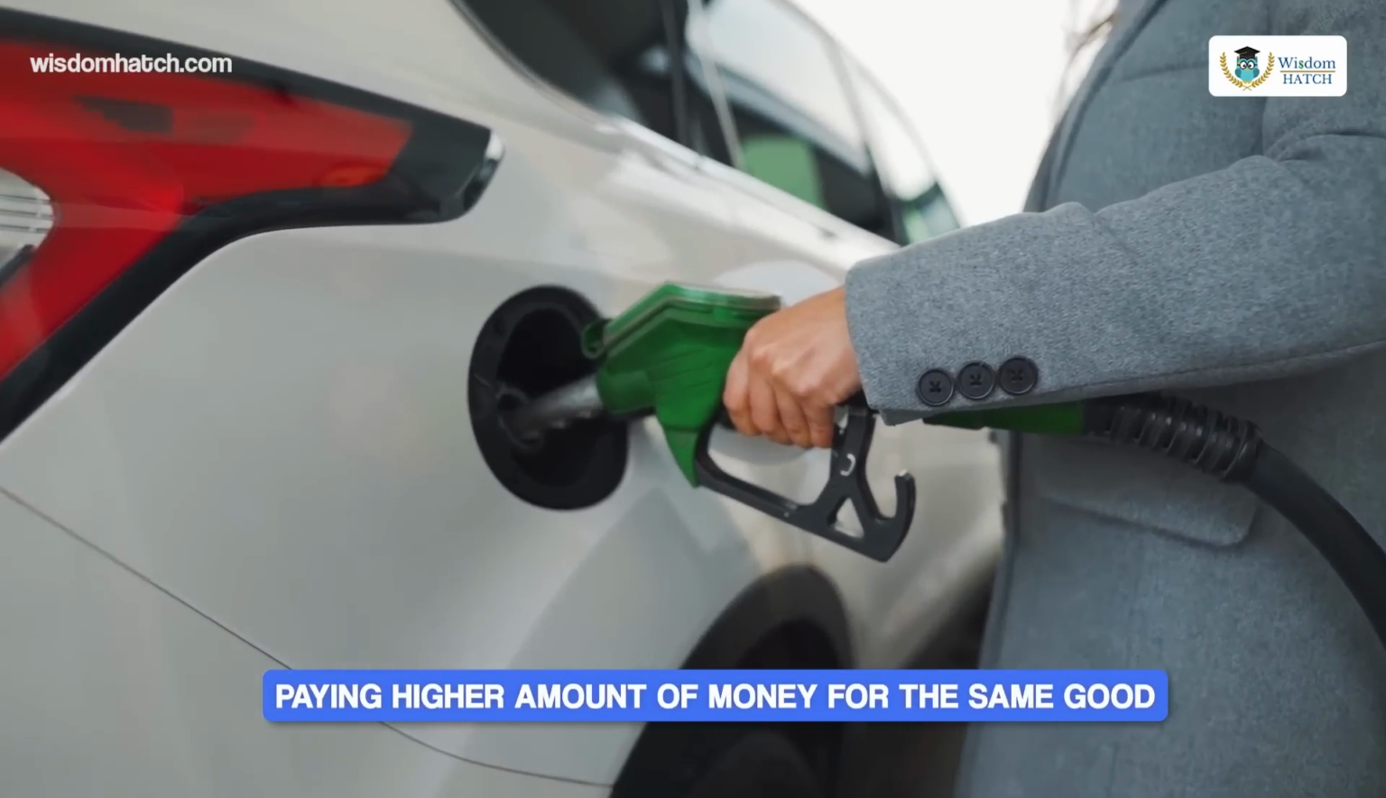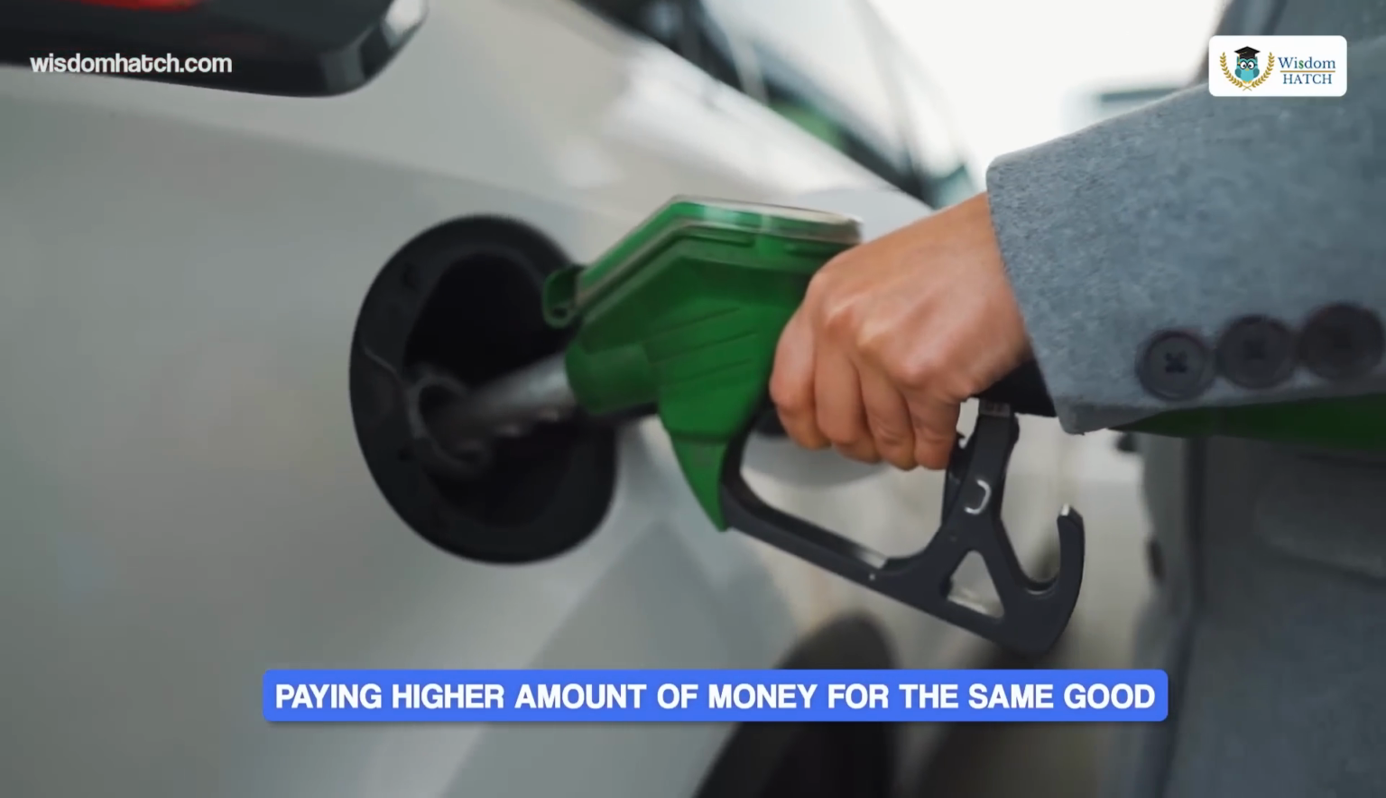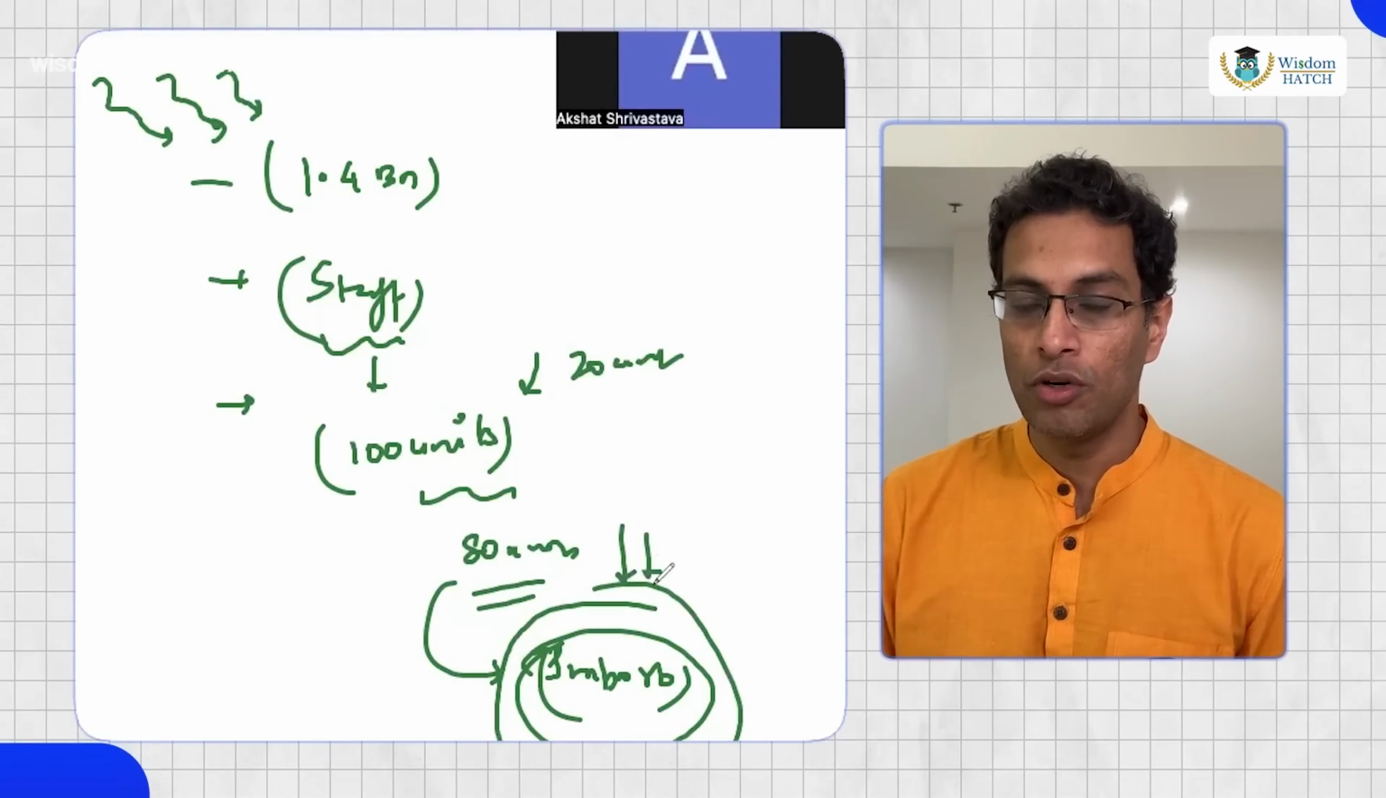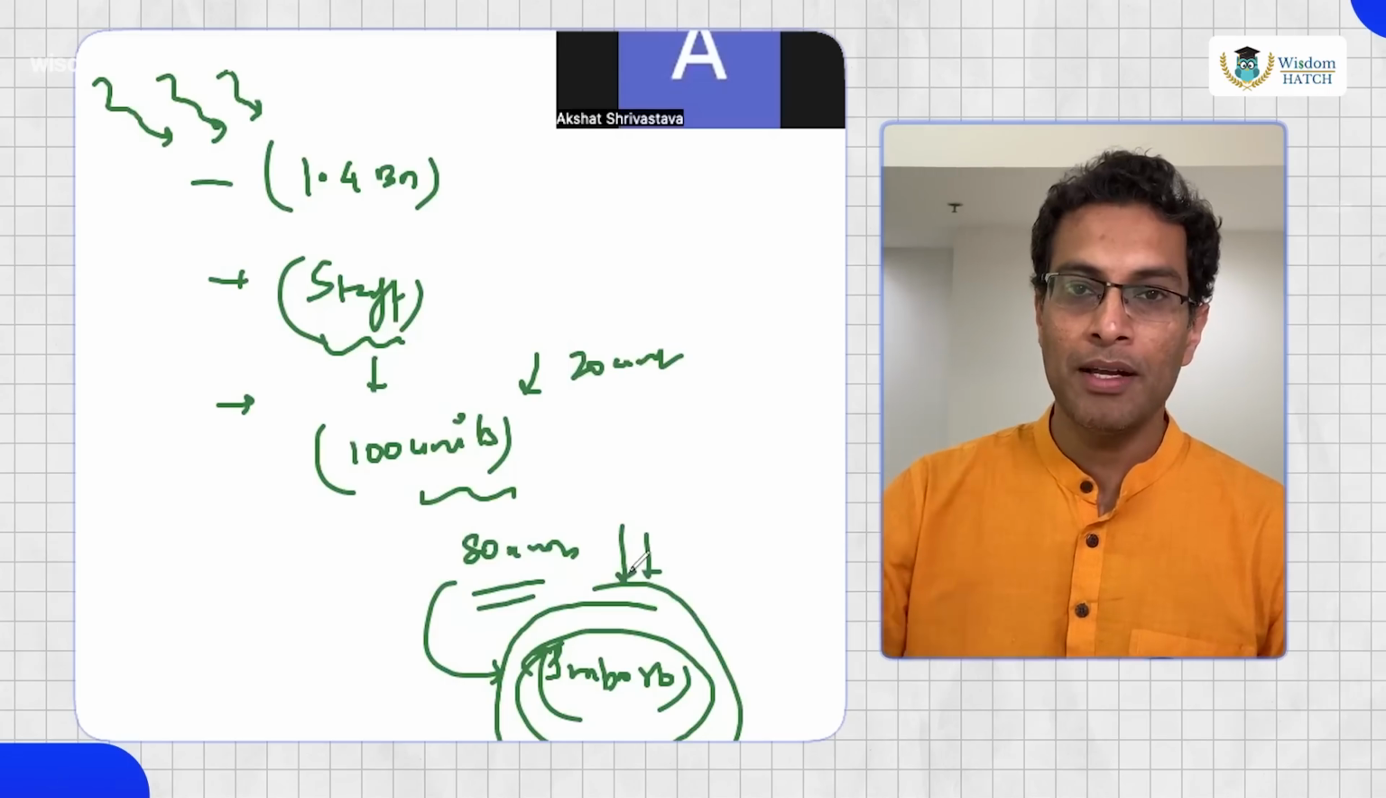Then you have to pay a higher amount of money to get that same unit of petrol. So this becomes a problem: since India is a net importer of goods, our total bill keeps going up every time the currency depreciates. So as a result, what happens?